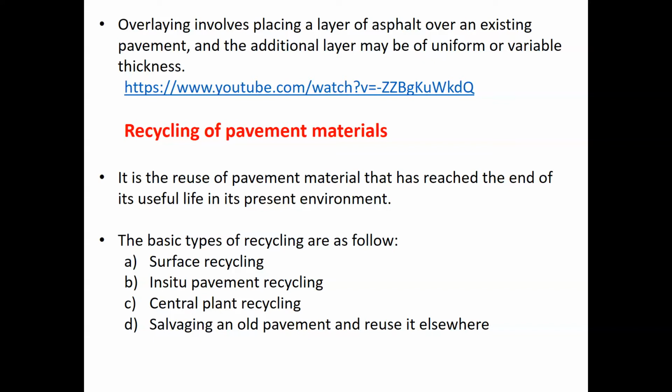But the only thing is, when the bitumen is aged, it becomes very brittle, and it doesn't have the binding properties anymore. So you need to recycle, rejuvenate it. So it's a reuse of the pavement materials that has reached the end of its useful life, and there are a few types of recycling involved. So there are surface recycling, in situ pavement recycling, central plant recycling, and salvaging all the pavement and reusing it elsewhere. There are four types.